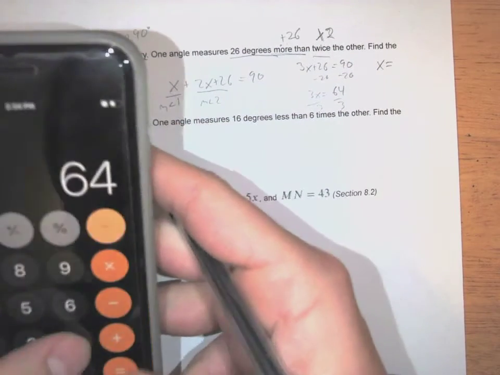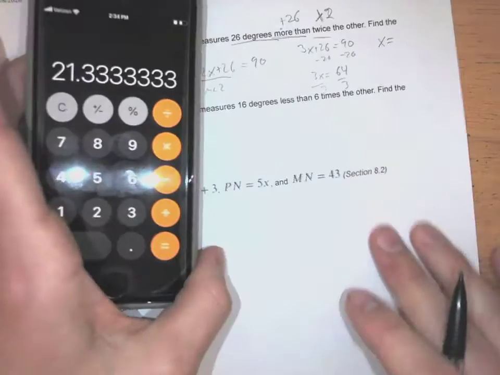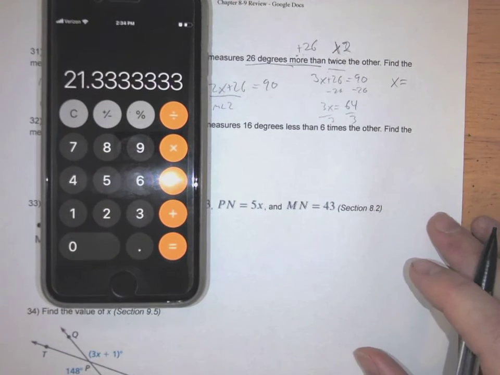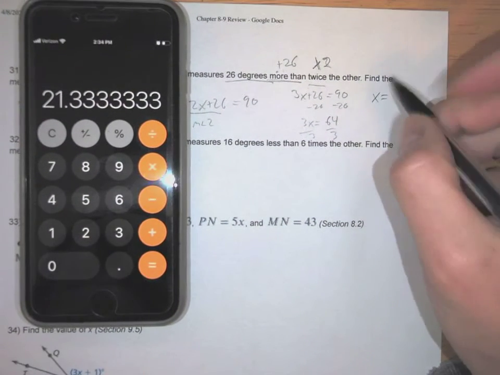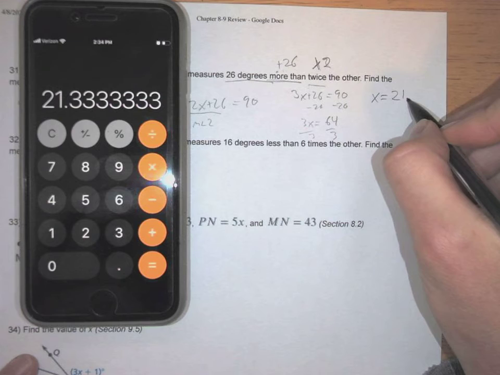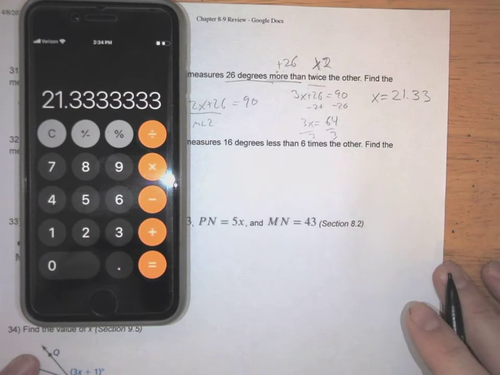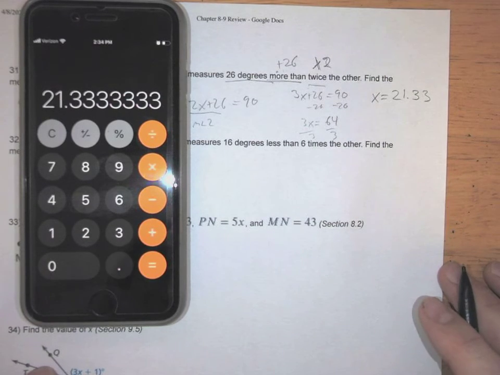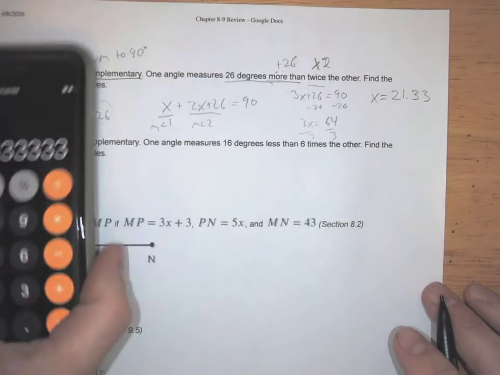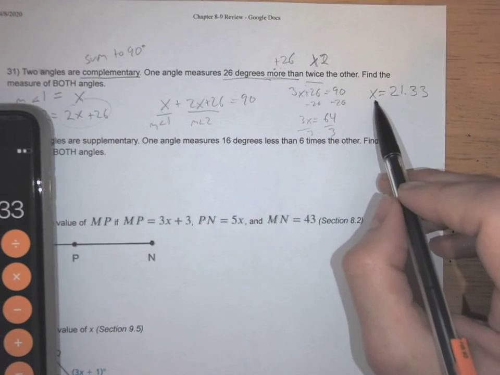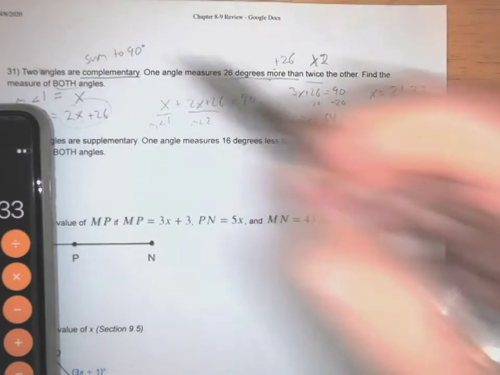So 64 divided by 3. Okay, so that we could write as 21 1/3. We could round. If we round, we're going to be a little bit off, but I think that's kind of the easier way to go. So remember, these are supposed to be complementary. They're supposed to add up to 90 degrees. So this is not the angle that we want. This is just x. We want to find the measure of both angles.